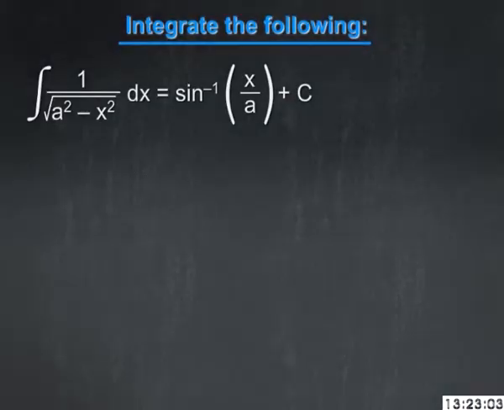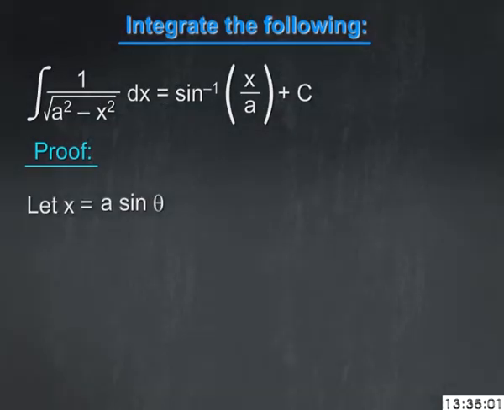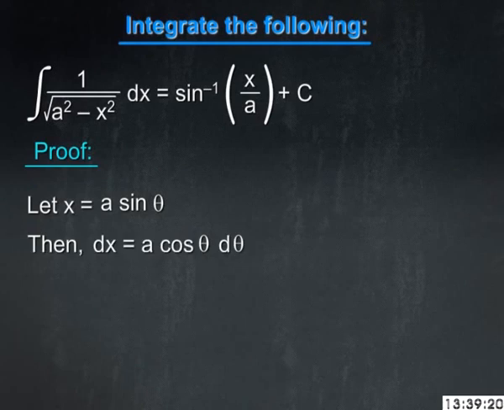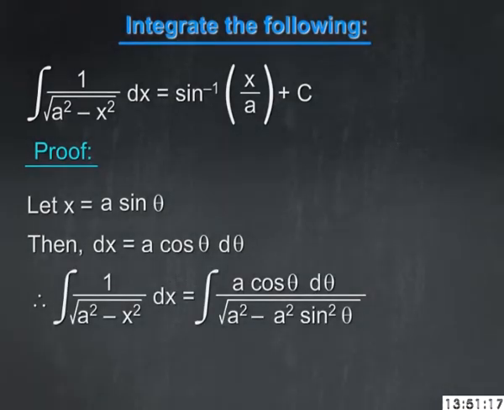Let us consider the integral of 1 upon square root of a square minus x square, that is equal to sine inverse of x upon a plus c. Now its proof. Let x is equal to a sine theta, then differentiating both sides with respect to x, we get derivative of x is equal to a into cos theta into derivative of theta.